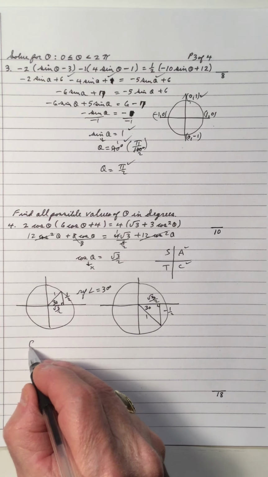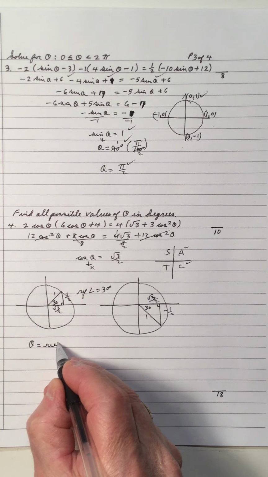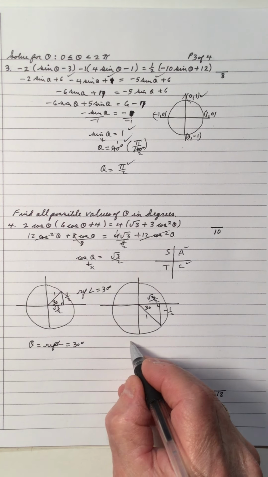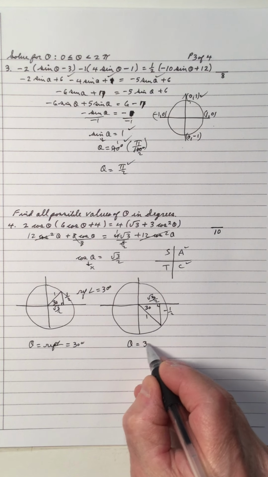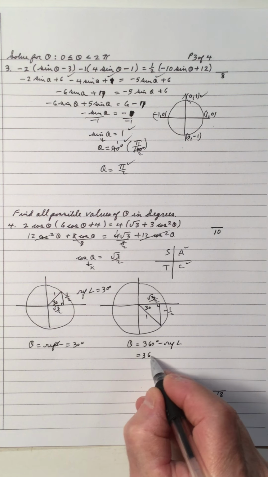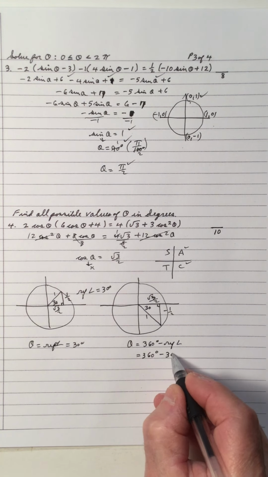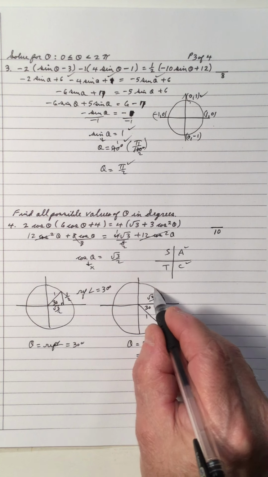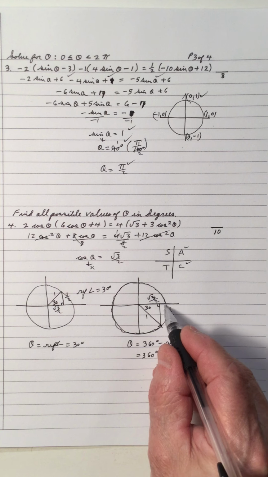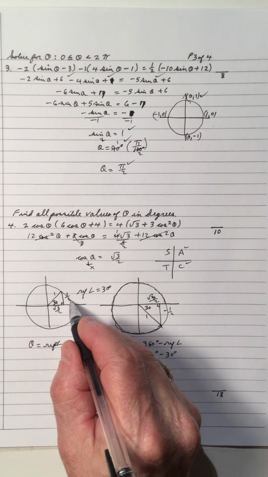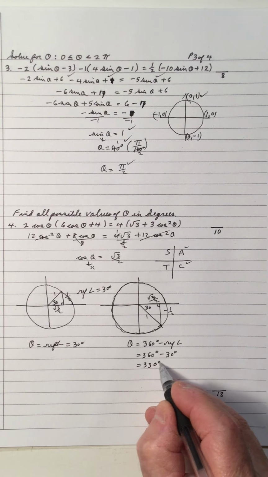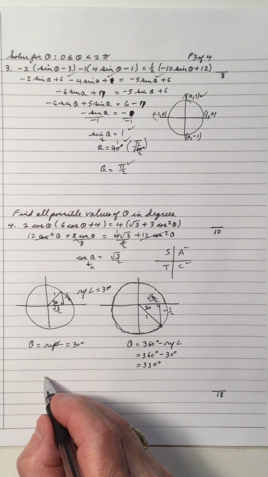So in the first quadrant, theta is the reference angle, which is 30. And in the fourth quadrant, theta is 360 minus the reference angle. So it's 360 minus the 30. Again, theta is all the way around to here. If we went all the way over 360, come back 30. So that's 330 degrees.